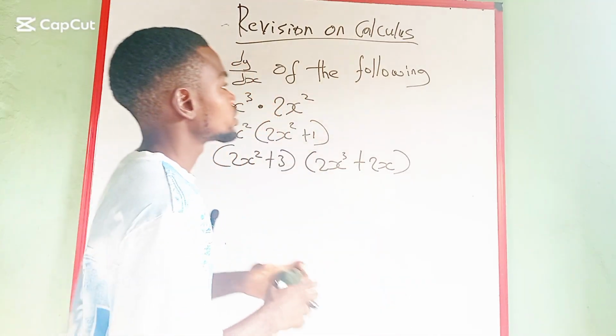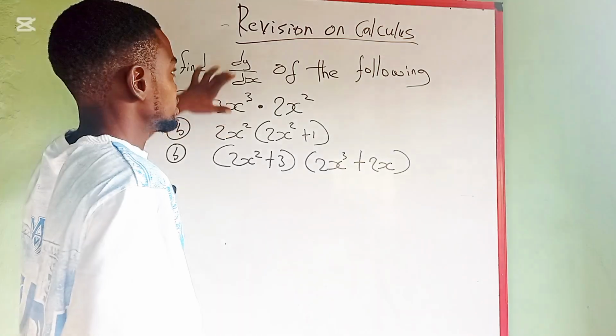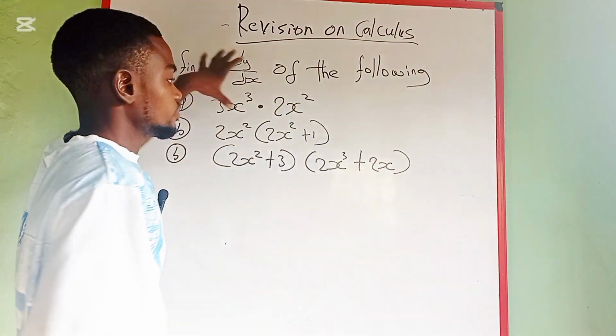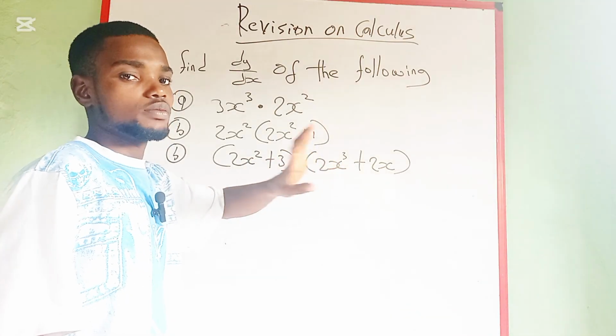Welcome to revision on calculus. Here we have: find dy over dx of the following. Before you start this, you can also call this a derivative, or find the derivative of what you have here. Before you start, what kind of derivative is this expression in?